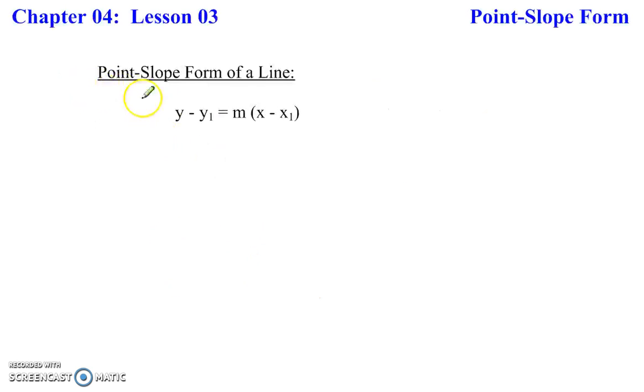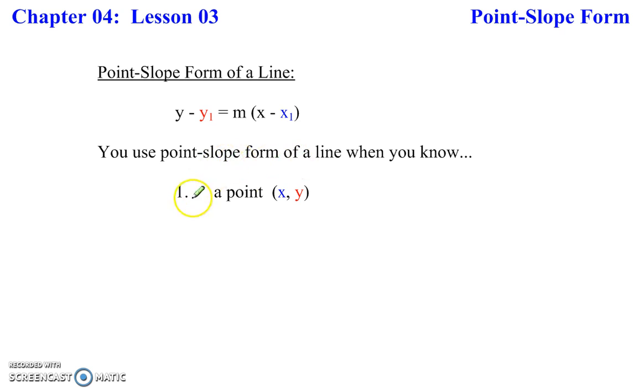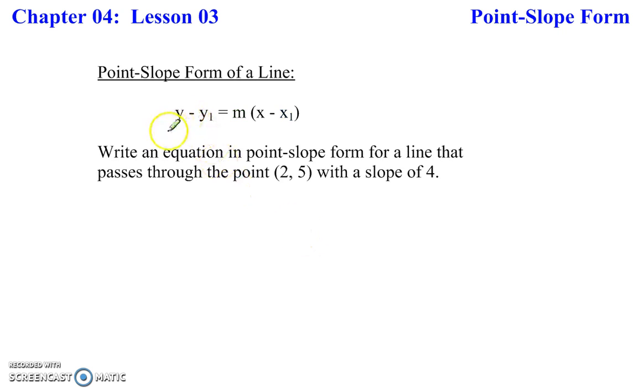So working with this, if I have a point and the slope, that's when I would use point-slope form. So I have x and y, and I know m, the slope. If I want to write an equation in point-slope form for this point with a slope of 4, 4 goes in for m, 2 goes in for x, and 5 goes in for y. So in point-slope form, that's y minus 5 equals 4 times x minus 2. That's the equation in point-slope form.